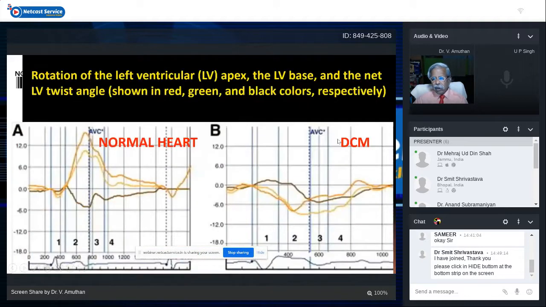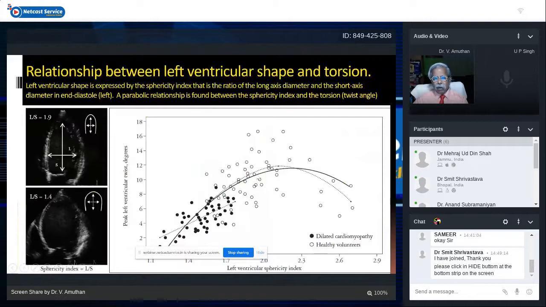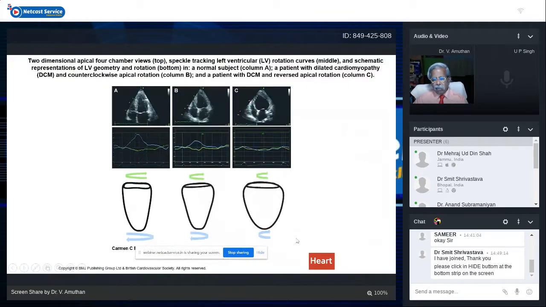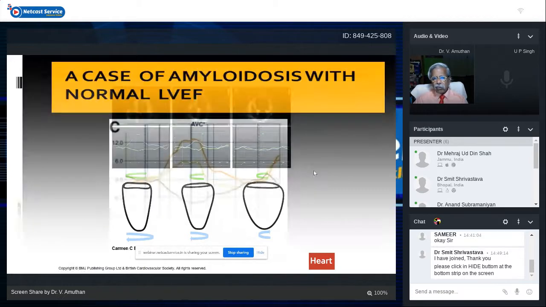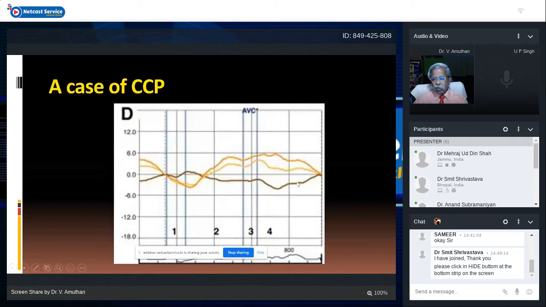Whereas in dilated cardiomyopathy, this rotation is totally lost. It's very much decreased. And this has a relation to the mortality rate. The twist has a relation to left ventricular sphericity as well as the mortality rate. You can see here, whenever the twist function is lost, the patient's survival rate is very much reduced. This is in amyloidosis with normal LVEF, and this is the case of constrictive pericarditis.